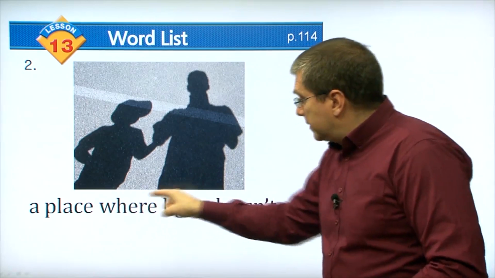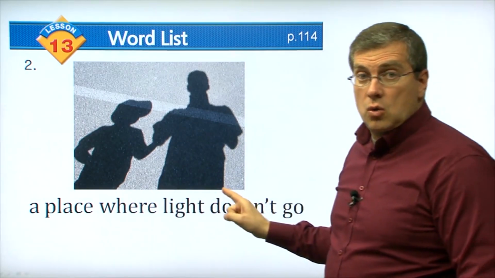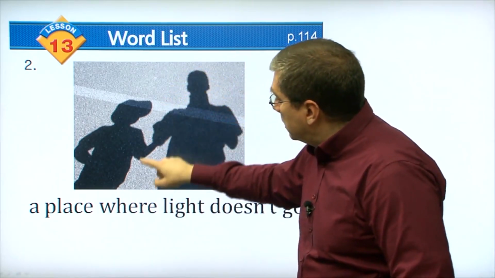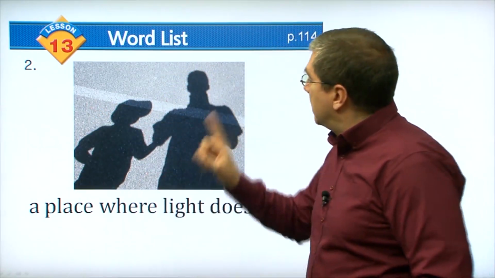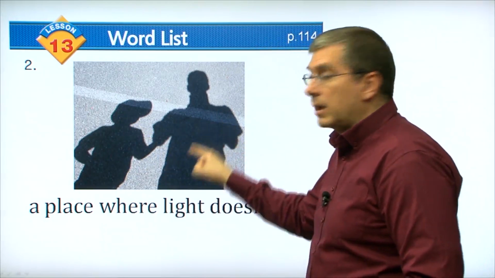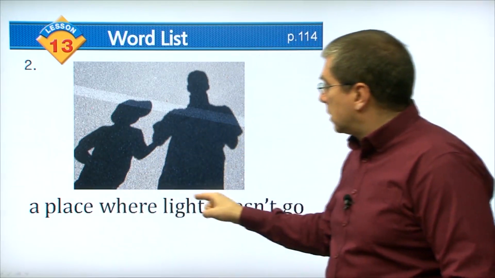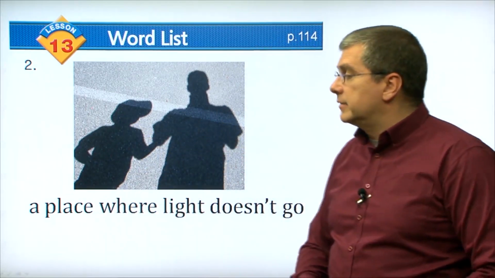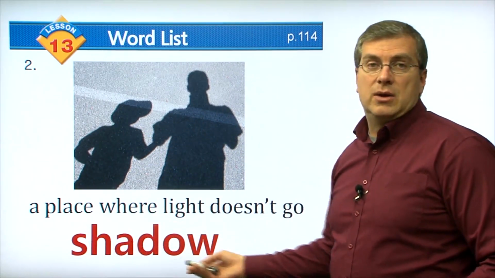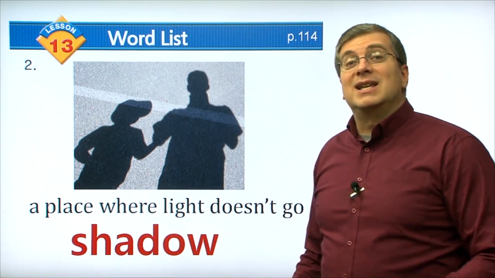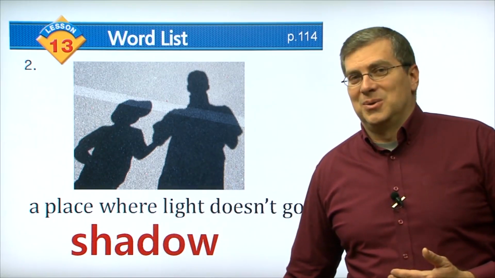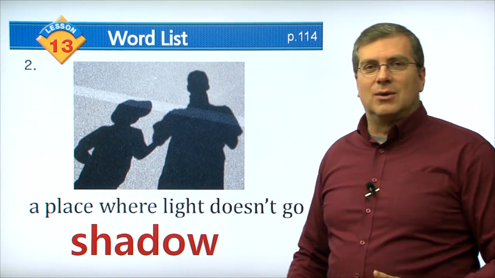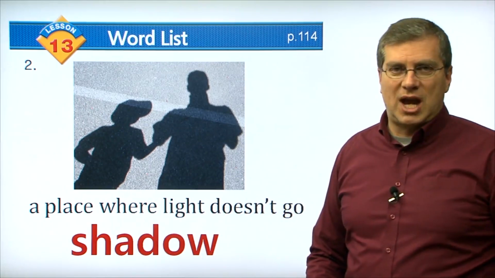Number two, on a bright sunny day, you see this a lot, don't you? This is a place where light doesn't go, right? Light goes here and here and here and here, right? But light does not go here or here. So a place where light doesn't go is a shadow. And on a sunny day, your shadow is always with you, right? You can always see your shadow. And you can see other people's shadow too.